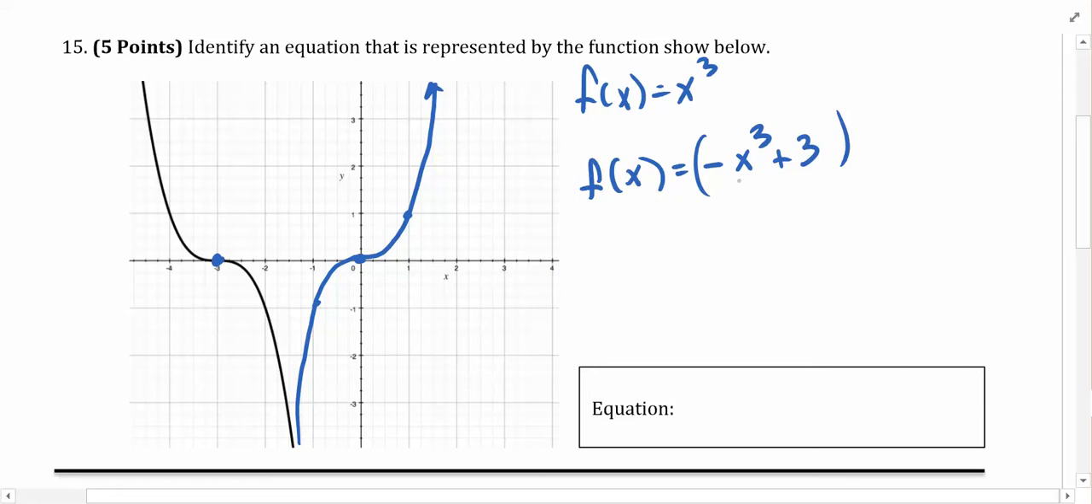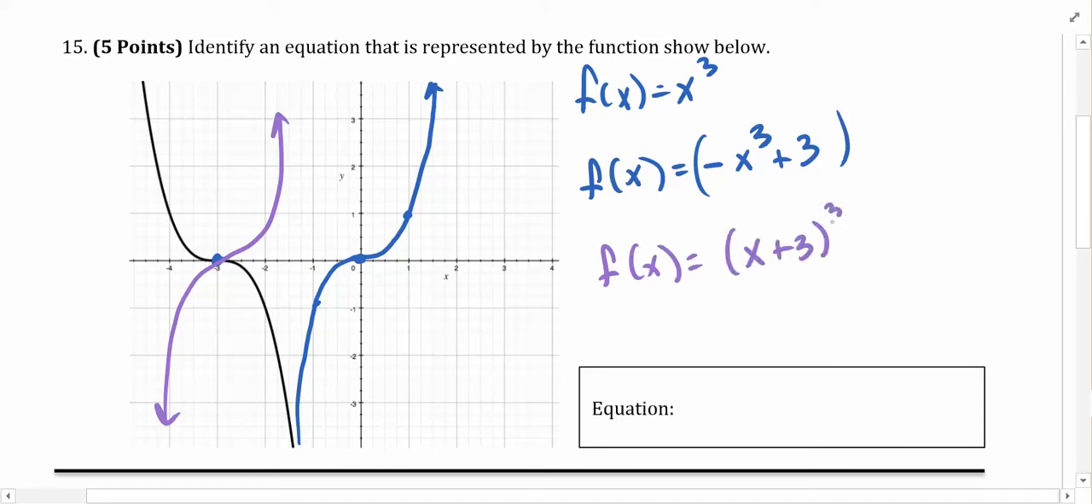Because of spinning it around, the better choice would be to say, all right, let's just move this thing 3 units to the left, like this, okay? So that would just be f of x is equal to the quantity x plus 3 quantity cubed. And then let's reflect it over the x-axis to give us this one by putting a negative out in front. So that's probably the easiest way to come up with the correct answer, which would be the negative of x plus 3 quantity cubed.